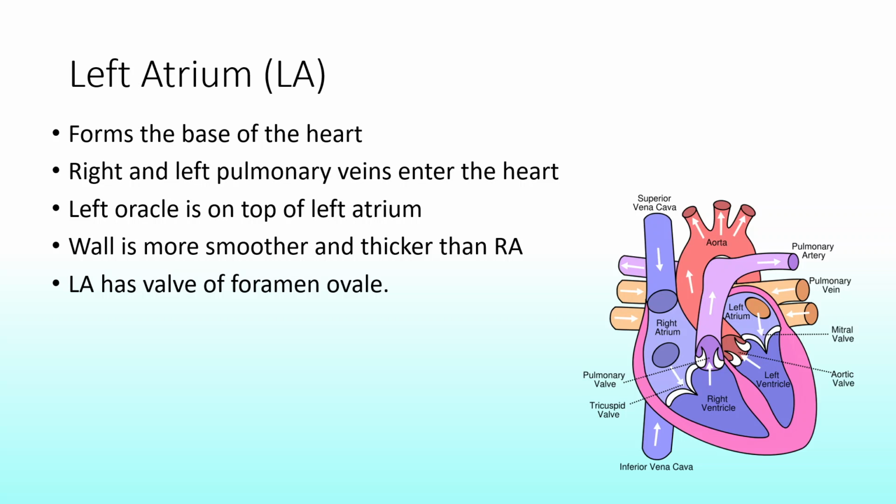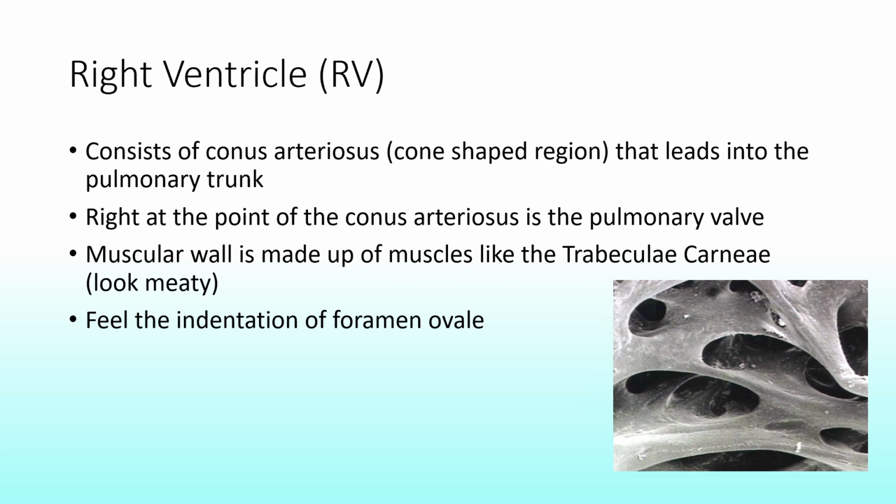A key message is that the pectinate muscles are found in both the right and left atriums and the right and left auricles as well. The wall of the left atrium is also smoother and thicker than the right atrium, an important contrast. And the LA, the left atrium, has the valve of the foramen ovale.